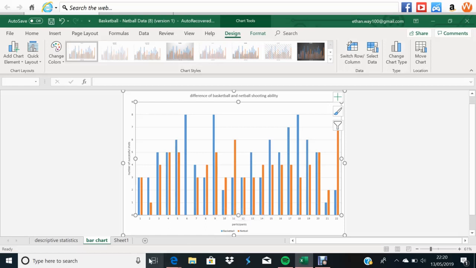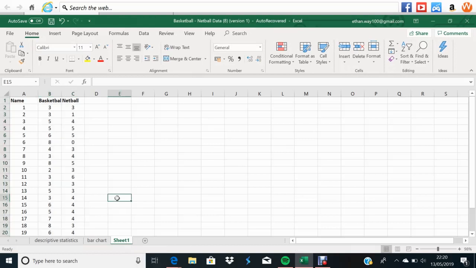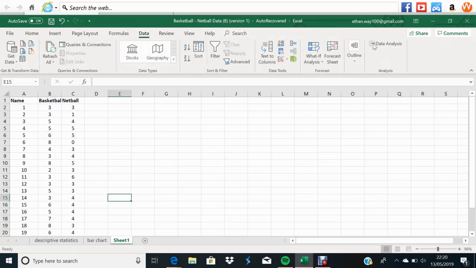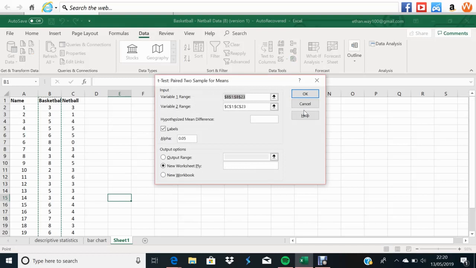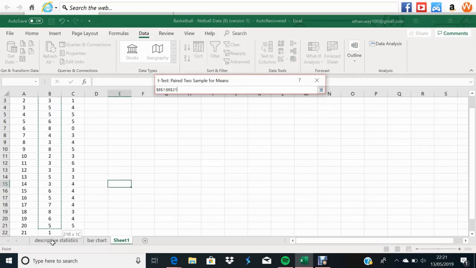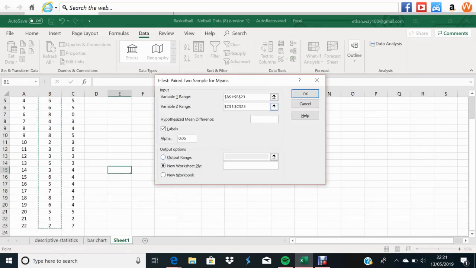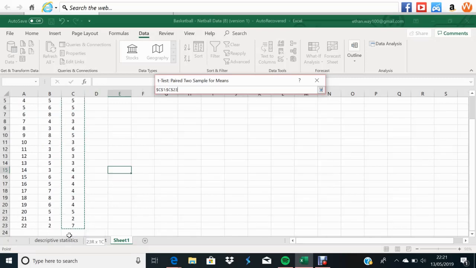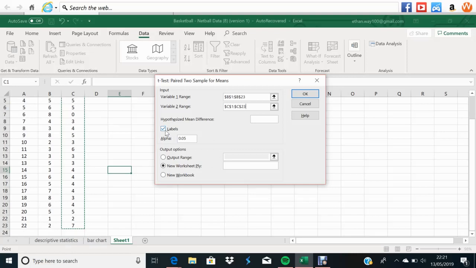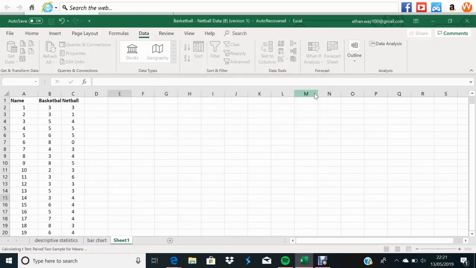So now we're going to run a t-test. To do this, we're going to go back to our original sheet, and we're going to go back to data and data analysis. I'm going to scroll down to t-test: paired two sample for means. We'll press OK, and now we're going to get our data. So select basketball for the first variable, and then we'll select our netball for the second one. We want to make sure labels is selected and that the alpha is set to 0.05. We'll press OK.